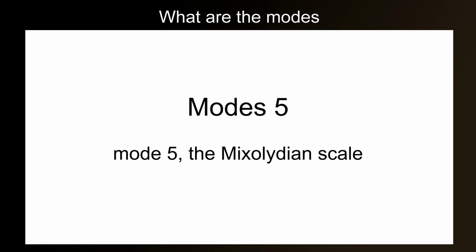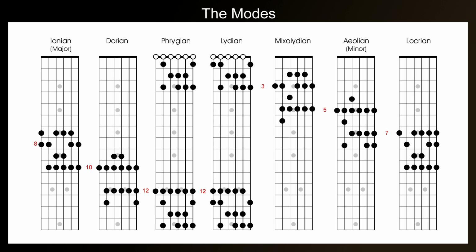Mode 5, the Mixolydian scale. This is the fifth in the series of tutorials we've been looking at. This now takes us well over the halfway mark, and after this scale you'll only have 2 more scales to learn before you know all the modal scales.